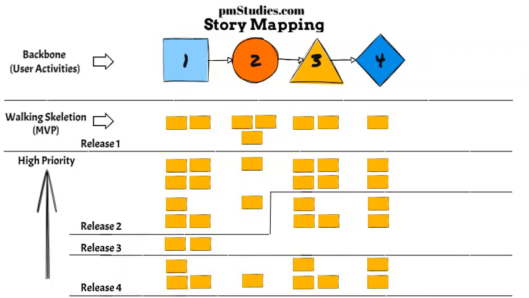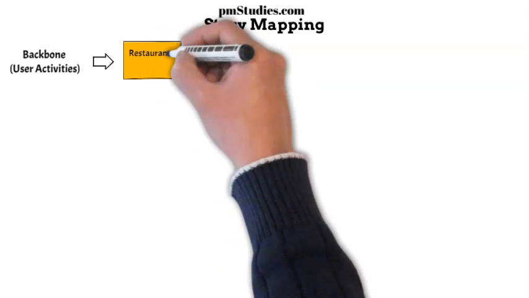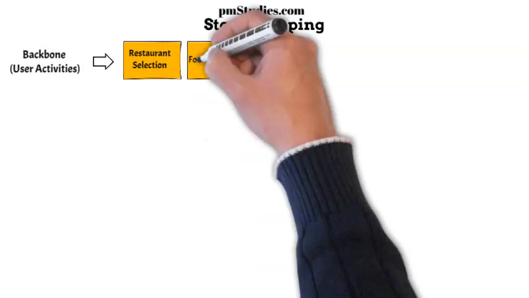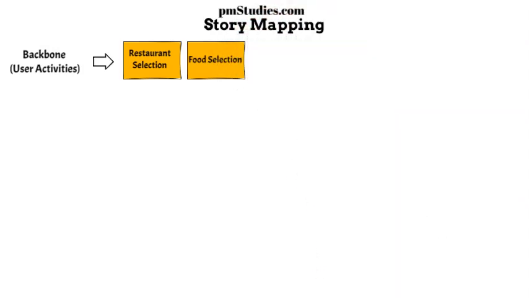We'll now illustrate the process of story mapping using an example of building a food delivery application. We will start with the backbone, which will contain a horizontal sequence of major user activities or steps that describe the entire user journey through the application. The initial step in the application's user journey is restaurant selection. This is followed by food selection. The user will then place an order.